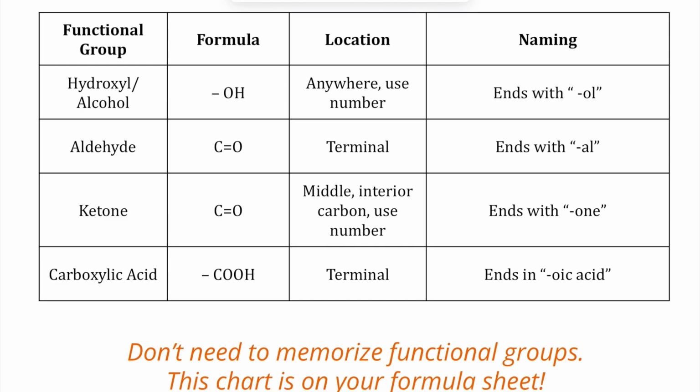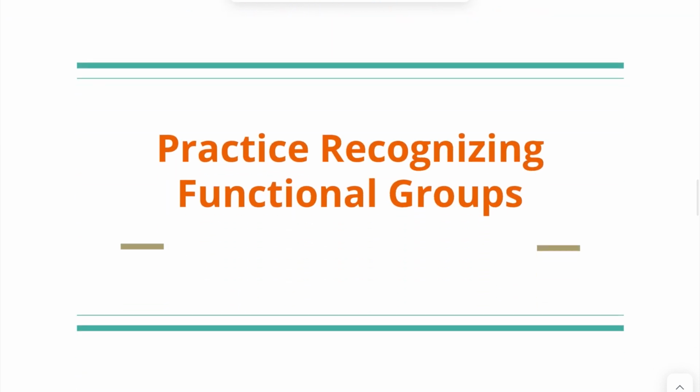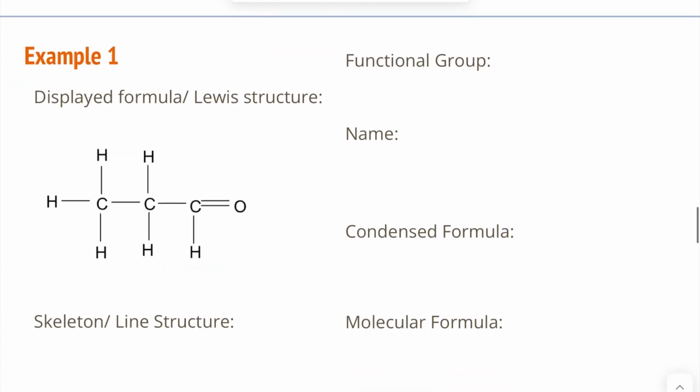All right, let's go ahead and do some examples and practice recognizing functional groups and looking at the representations of those. So we are given that displayed formula, that Lewis structure. Depending on where you want to start, we can always just translate that into a skeleton or line structure. I see I have 3 carbons, and so I can show that with 1, 2, 3 endpoints. And then it looks like I have an oxygen double bonded on that last carbon.